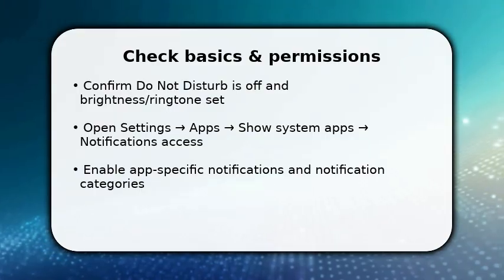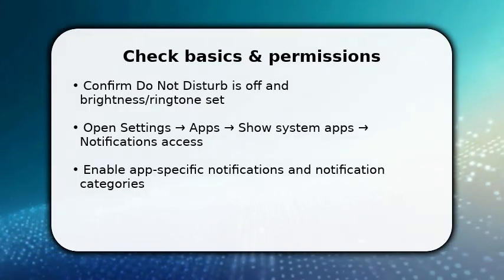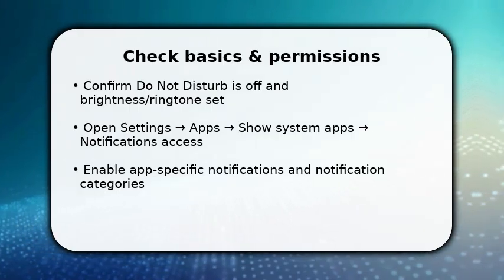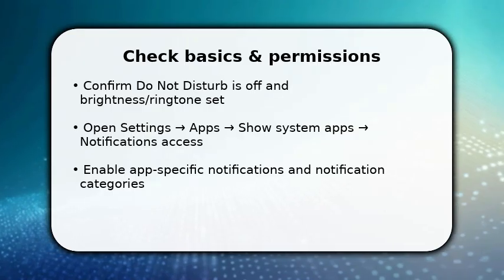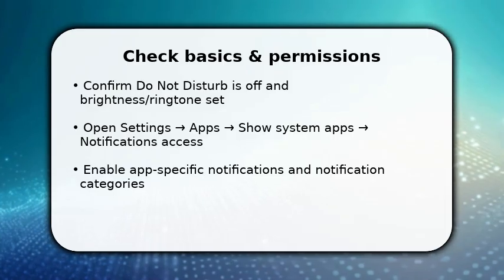You start by confirming the obvious but necessary items. Turn off Do Not Disturb and set volume so alerts can be heard. Next, go into Settings and open Apps, then show System Apps to find notification access. Grant permission for the launcher and any messaging apps.